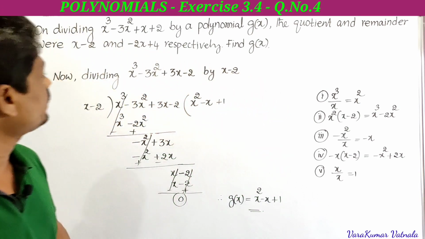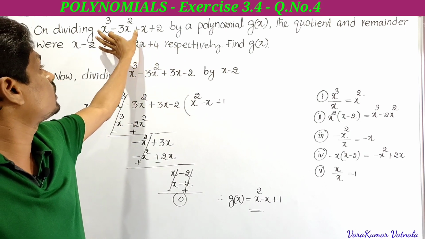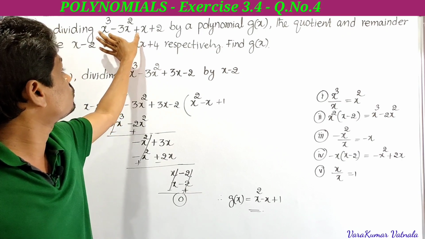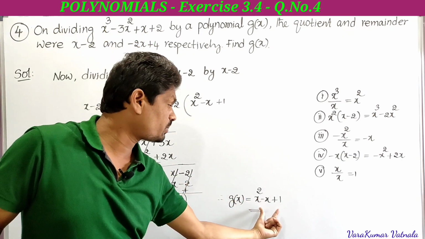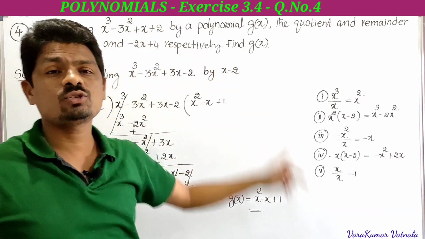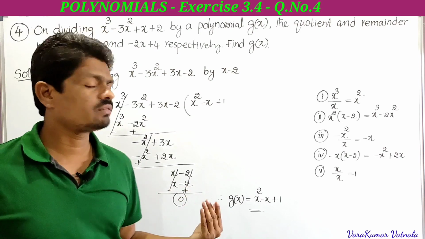So he is asking to find g of x. He has given x cube minus 3x square plus x plus 2. If we divide x cube minus 3x square plus x plus 2 by x square minus x plus 1, we get x minus 2 as quotient and minus 2x plus 4 as remainder. So like this we can find.